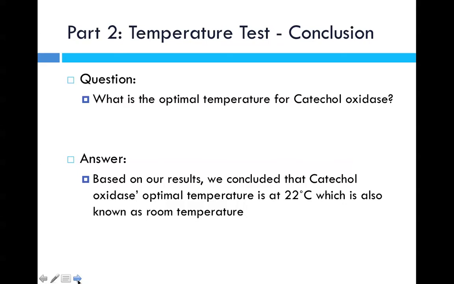So the conclusion for the temperature test, going back to the original question, we were trying to find out what the optimal temperature for catechol oxidase was. So based on our results, we were able to conclude that catechol oxidase's optimal temperature is at 22 degrees Celsius, which is also known as room temperature.